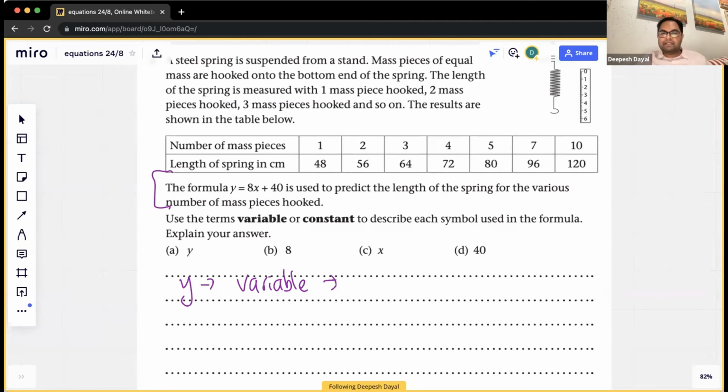I've got some comments here in the chat. Yes, okay, great. So let me write it down. So it is the length of spring for various number of mass pieces hooked.